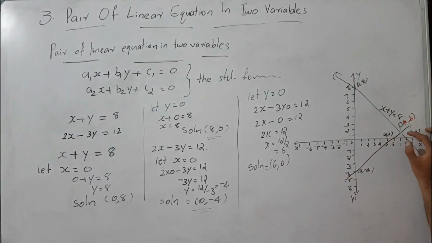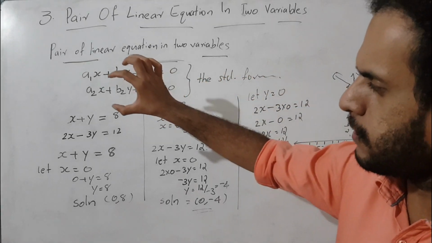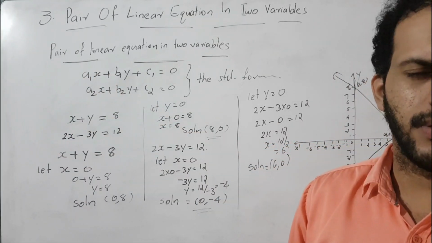But the graphs intersect, and if we get the coordinate like this, this common point, this coordinate, is the solution of these two equations.